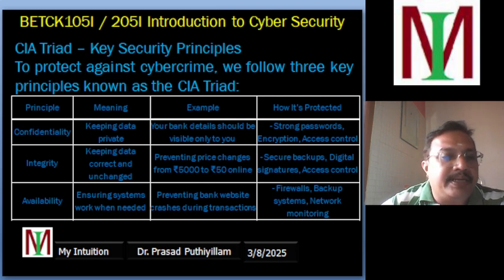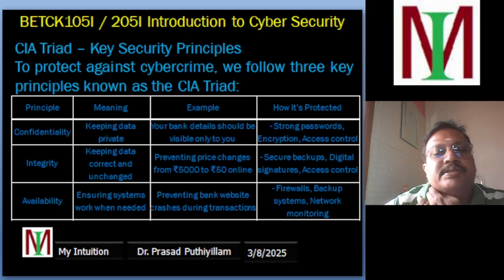Second point, integrity. Integrity ensures that the data remains accurate and unaltered. For example, a hacker changing an online product price, which is displayed on the website as 5,000 rupees, to 50 rupees. It would be a major security risk for the company. The product was displayed at 5,000, and the hacker changed it to 50.